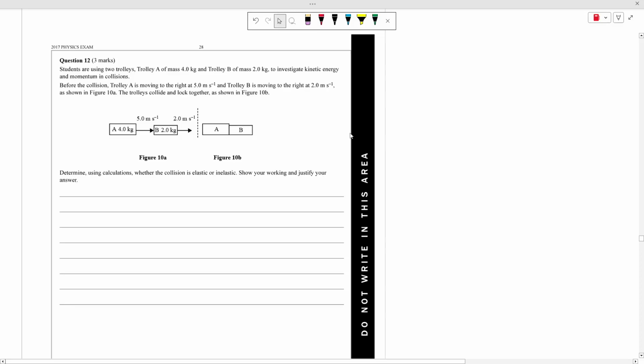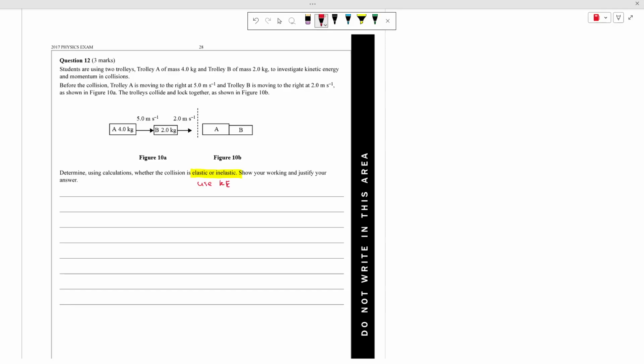I can tell you now that whenever two things stick together after the collision, it is always inelastic. It is not possible to be an elastic collision if the two things stick together afterwards. But we still have to prove it, so let's see how that works. Elastic and inelastic is a kinetic energy thing, so we use kinetic energy to answer this question.